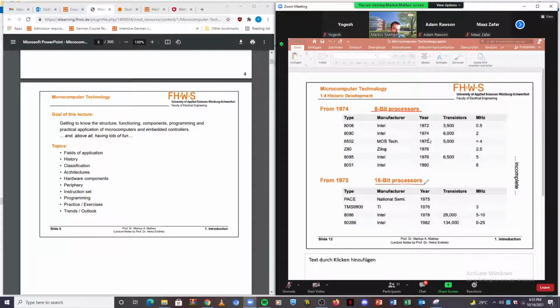So within one step, 64 bits are processed within one step. And here are some examples for these old systems.